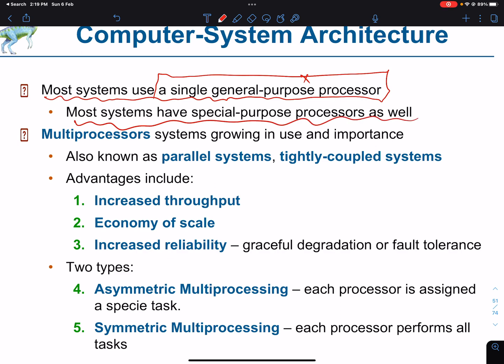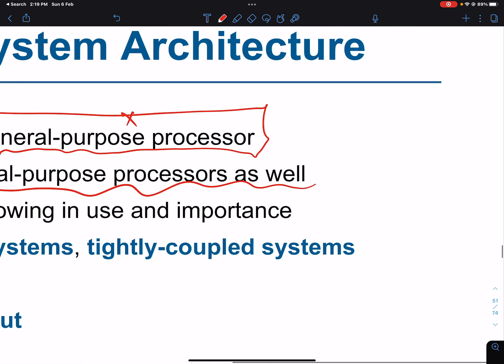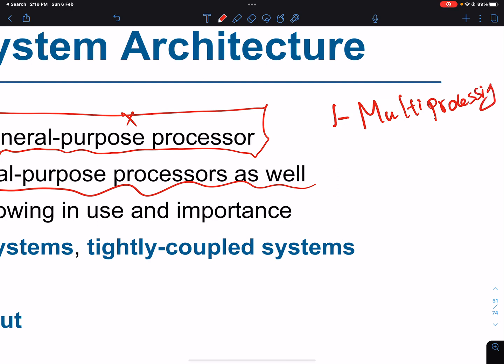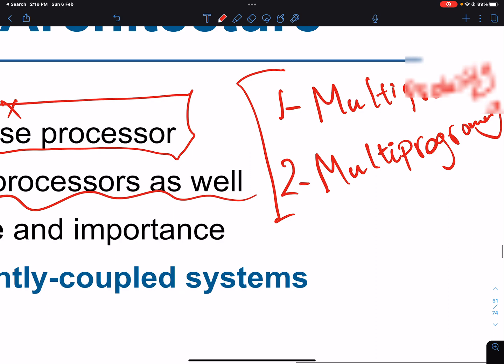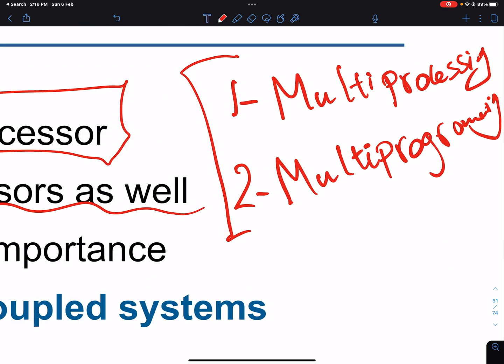All right. Now, we have something called a multiprocessor system. So one new word we have learned now is multiprocessing. We have seen before multiprogramming. Please do not mix between the two of them. Many students use those two words as if they're the same word, which is not really the case.